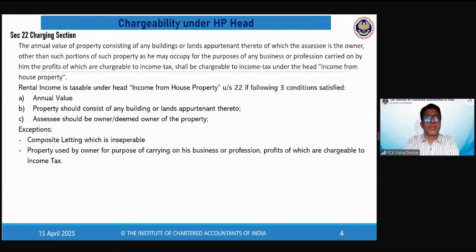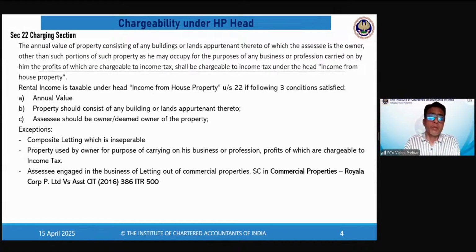Most important point number two, the property where you are running your own business. So your own office, your own factory, your own godown, which is employed in your business. The income and expenses arising from such a property will only go to PGBP. They cannot go to any other head. They cannot come to the HP head also.